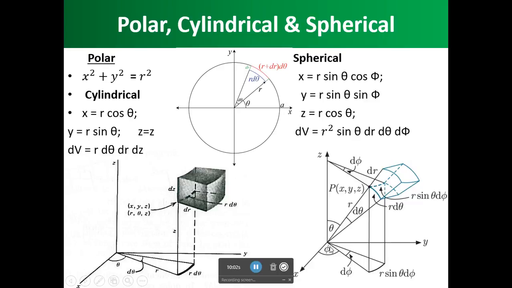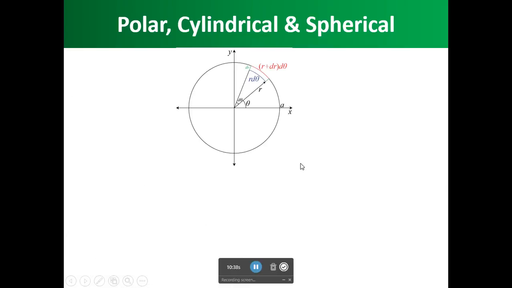Then we have x is equal to our r times the sine of theta, just like the x was. But now we're doing the cosine of phi, not the sine of phi. The cosine of phi, which is down here. So our volume changes to r squared times sine of theta, dr d theta d phi. We'll look at it another way, again, for a sphere.